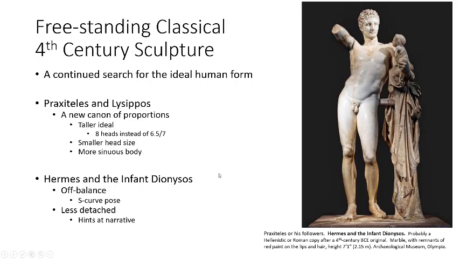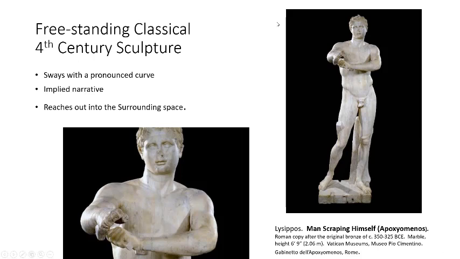What's interesting too is that contrapposto of pose is not really there. Yes, sure, we have a shifting of weight, but this time our weight is off balance a bit, which creates this sort of S curve of a pose. Then here is an example of Lysippos, one of those who created this new canon. Here you can again see that pronounced S curve.